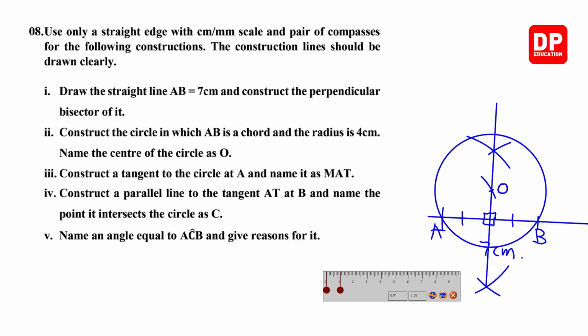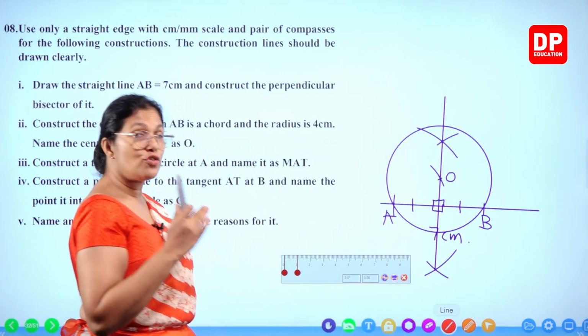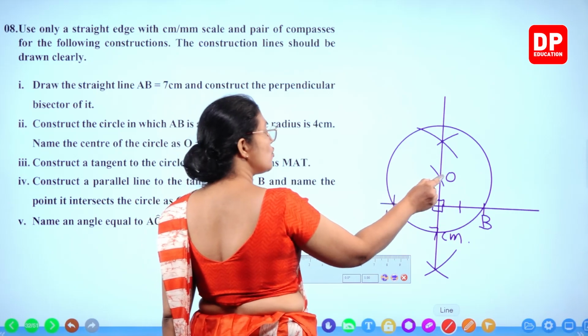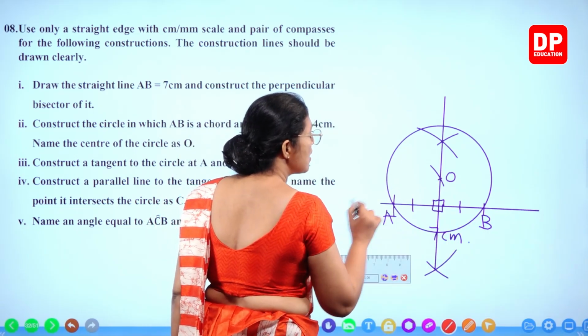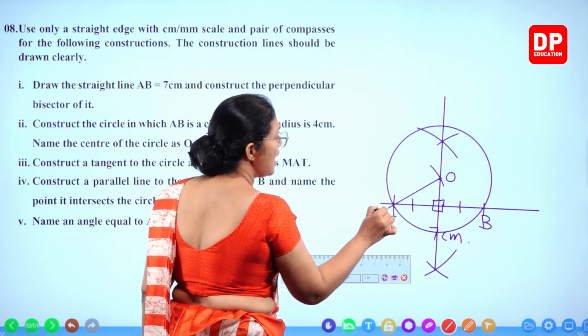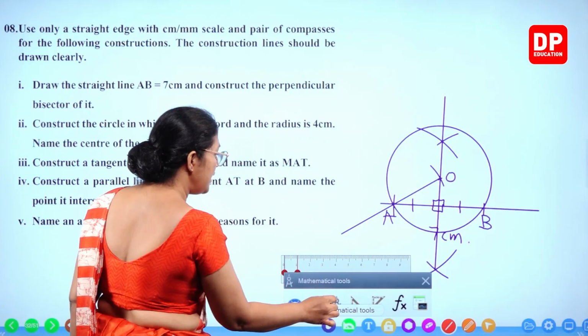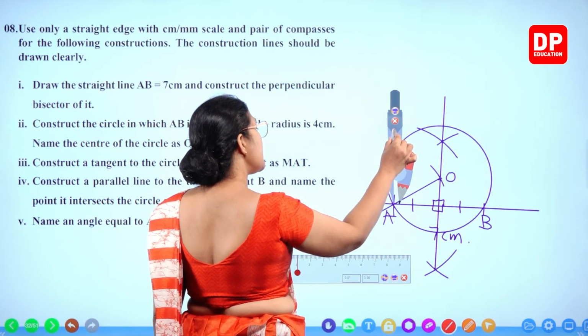Then construct a tangent to the circle at A and name it as MAT. So how do you construct the tangent? We know there's a property. When you draw a tangent line, that line is perpendicular to the radius. So first you can connect the center and the point A. And now construct a perpendicular to that. How do you draw a perpendicular at A?